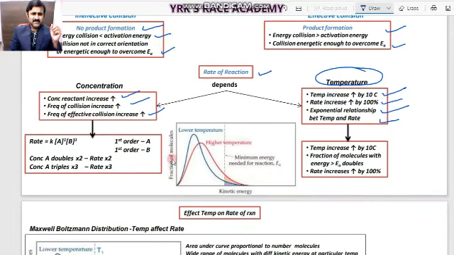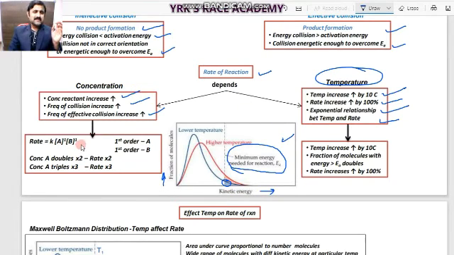You can see the graphical reference here. Along the y-axis the fraction of molecules is taken. Along the x-axis the kinetic energy is taken. At higher temperature, more molecules come under this collision concept. At low temperature, the number of molecules with that kinetic energy is less. That means the fraction of molecules that can react is larger when the activation energy is less. Okay. So this is the thing.